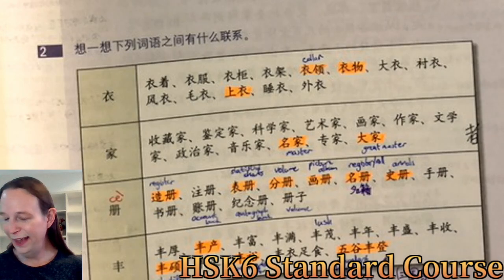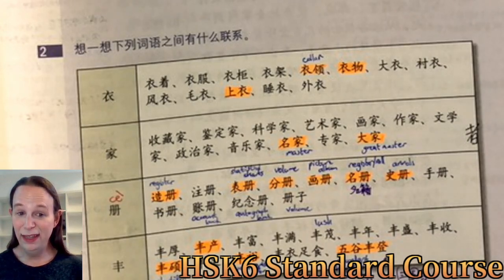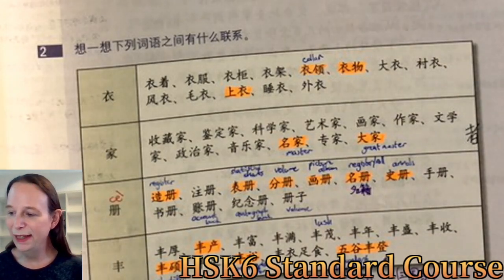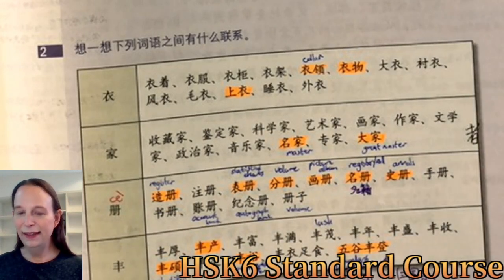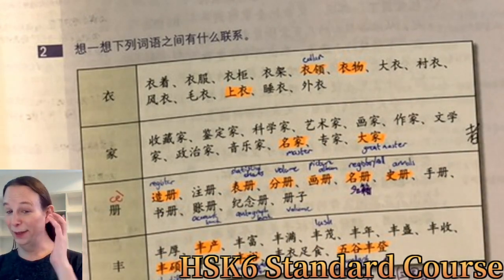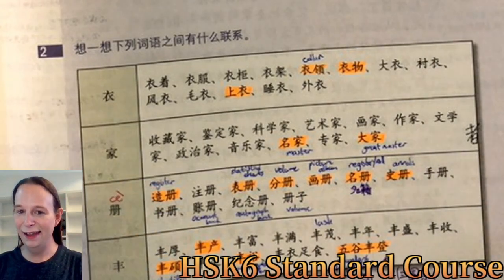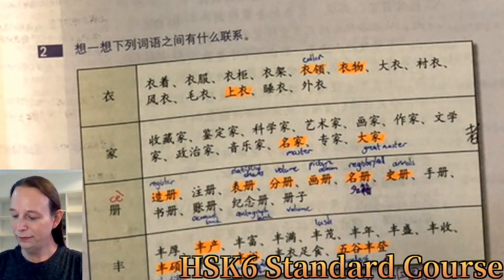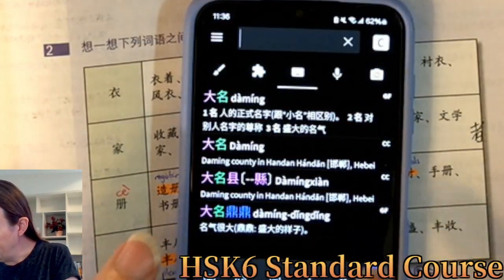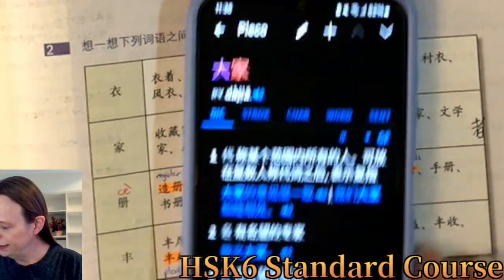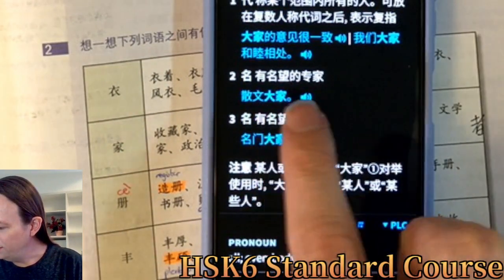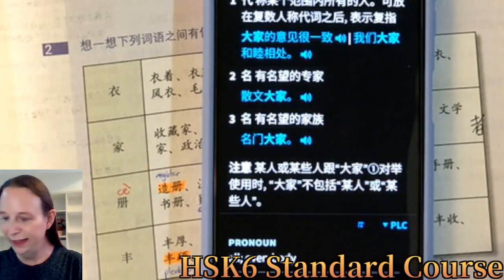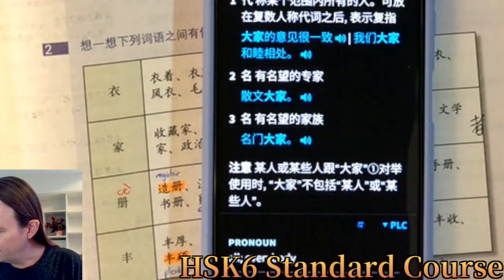专家, expert. You might say 他是这个领域的专家. He's an expert in this field. That sort of thing. 大家, very seldom used to mean great master. It is pretty seldom. Okay, yeah, 有名望的专家.